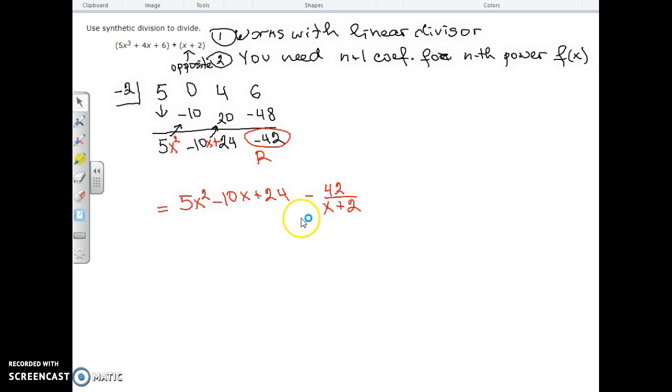And then just another reminder, if we have a remainder of 0, that means that what we started with is actually a real 0 for your polynomial. If you have a remainder, that means that your divisor goes into your original expression exactly that many times, and then you have 42 left over.